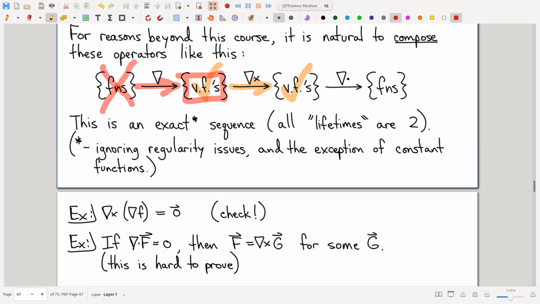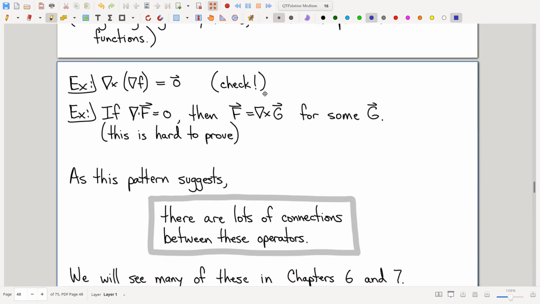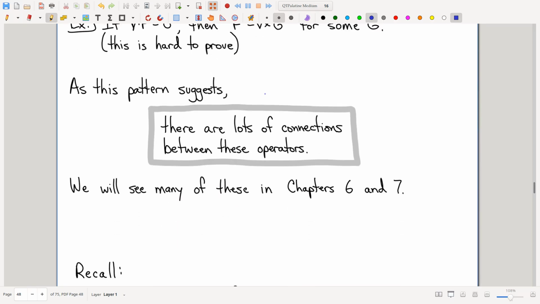And then likewise, if you have a vector field whose curl is non-zero, the divergence of that curl will always be 0. Stuff like this. So you can see there's a million different little related, similar statements that you could take as like 8 different statements, or you can think of them as a single statement, all lifetimes are 2. Okay, we will say much more about this in chapters 6 and 7.